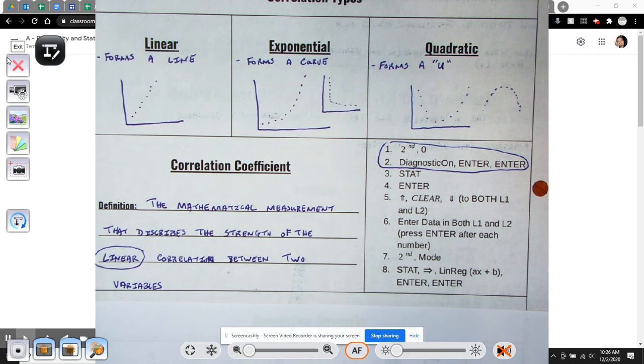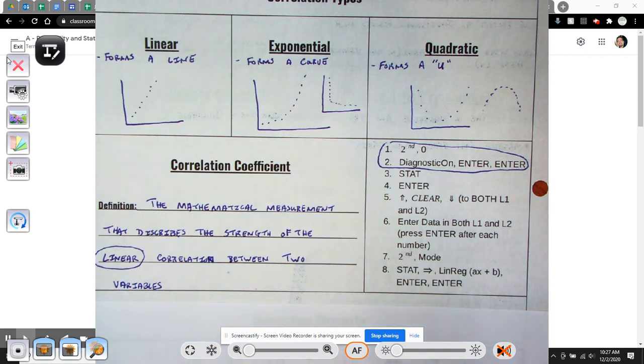Then we're going to enter the data in both list 1 and list 2, making sure to hit enter after each number, and making sure that these show up as our points. Then we're going to hit second and mode to quit out. We're going to hit stat, move over, go down to where it says linreg, or linear regression, where it says ax plus b. Hit enter, go to calculate, and enter.